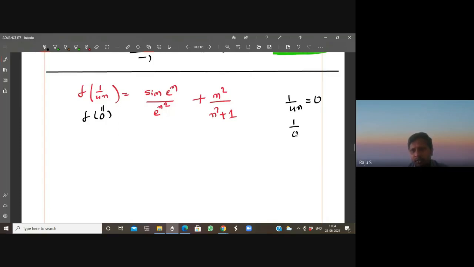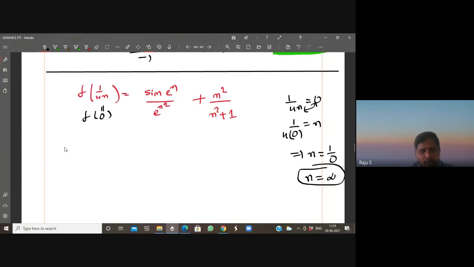So 1 by 0 is equal to, we require only the n value. Cross multiply: 0 goes to the denominator, n is cross multiplied. So n is equal to 1 by 4 into 0, which is 0. Nothing but n is equal to infinity. When n is approaching infinity, 1 by 4n approaches 0. Right, we finally got n becomes infinity.